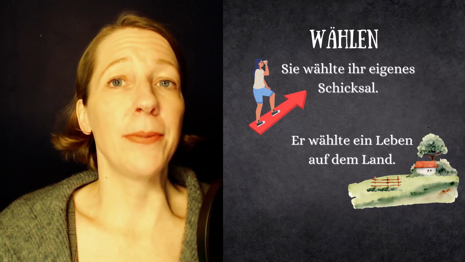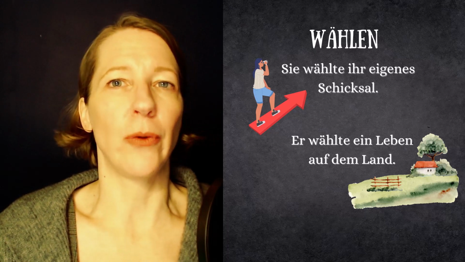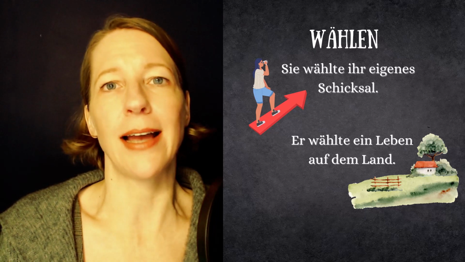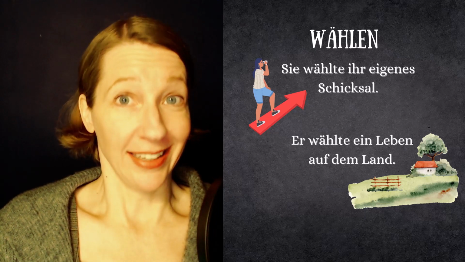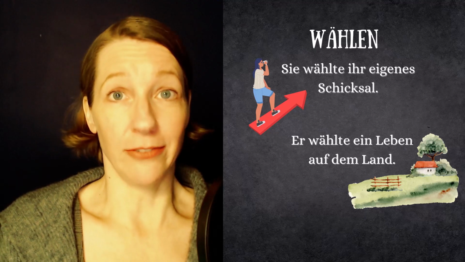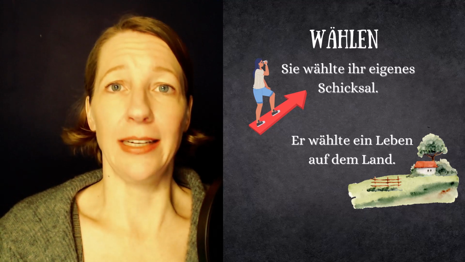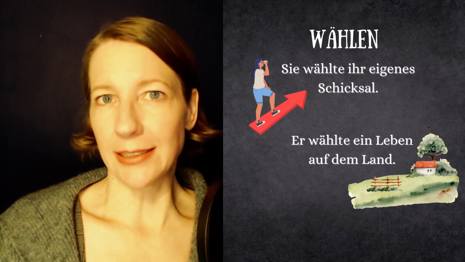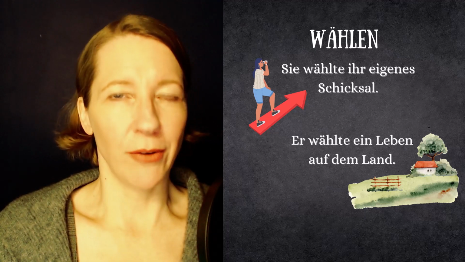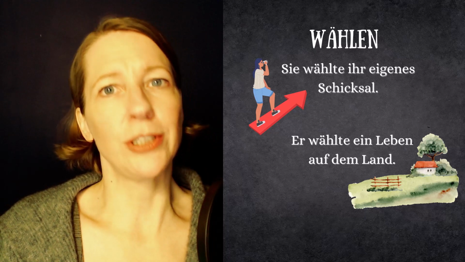And the same happens when you decide on a certain way of living. For example, when you decide that you want to live in the country, then we would say in English, we chose that way of living, right? And in German, we say wählen. Er wählte ein Leben auf dem Land. So yes, there are more options, but they're not very clearly defined. So we use the word wählen.